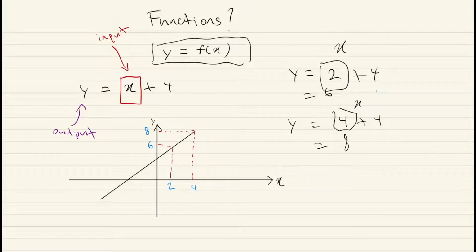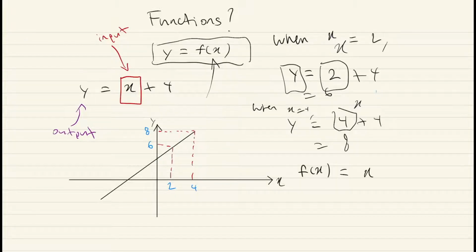Now when we look at these two, it's not very clear why y has two different values. And we can only write this when x equals 2 or when x equals 4. We can do it like that, or we can just represent y with a function. So in a function, we write it as f of x equals x plus 4.